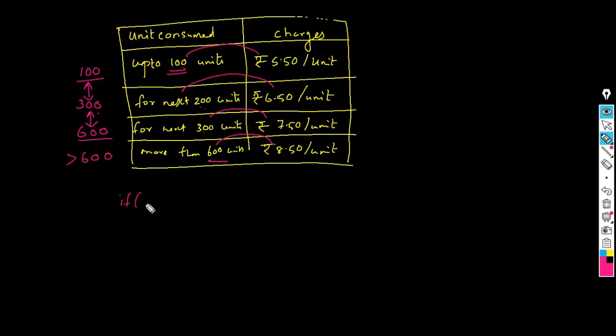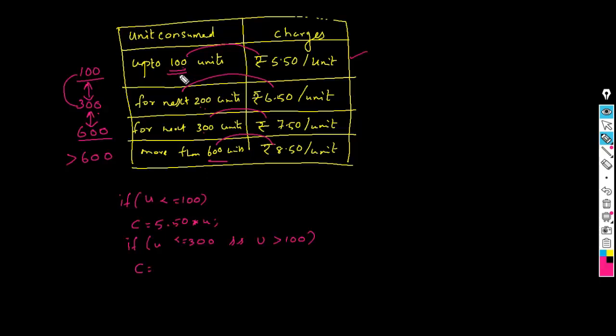First of all, if unit is lesser than or equal to 100, what is the charge given? So C is equal to 5.50 into the unit consumed. Okay, that's the first criteria. Coming to the second criteria, it lies between 100 and 300. So I write that as if unit is lesser than or equal to 300 and unit is greater than 100. Because it's greater than 100 and lesser than or equal to 300, I have to write the charges.